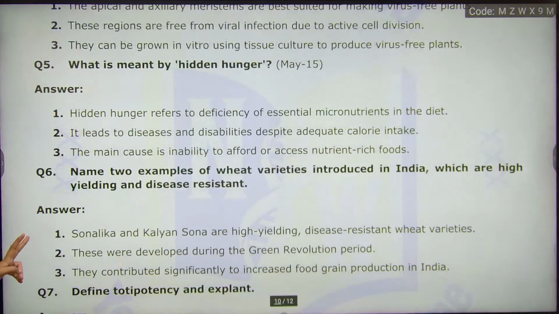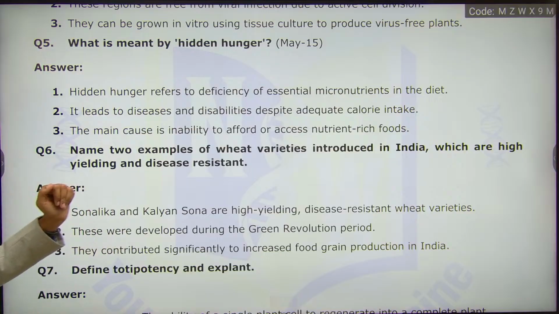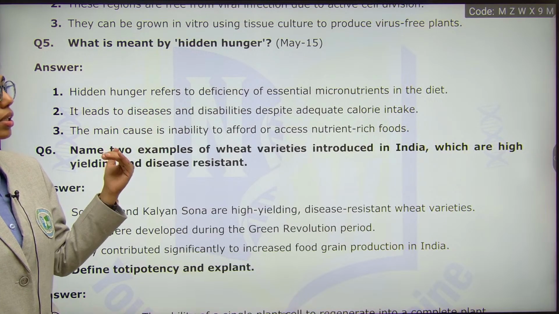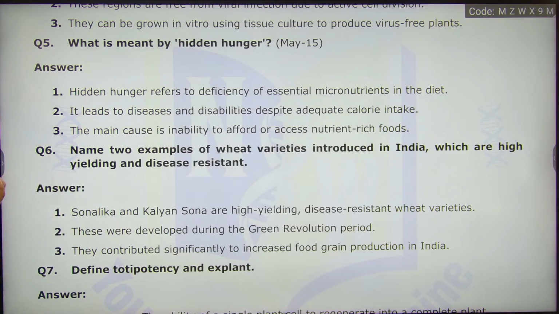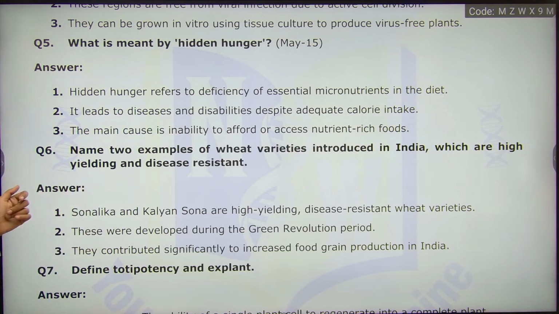What is meant by hidden hunger? This refers to deficiency of essential micronutrients, and this leads to diseases and disabilities despite adequate calorie intake. And the main cause is inability to afford and access nutrient rich foods.